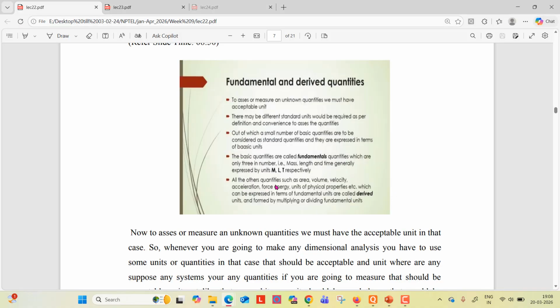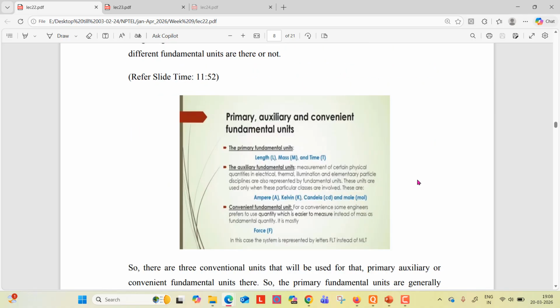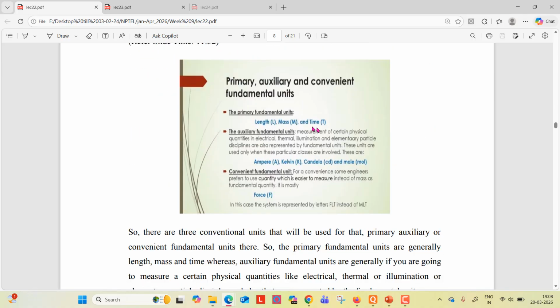All the other quantities, such as area, volume, velocity, acceleration, force, energy, units of physical properties, etc., which can be expressed in terms of fundamental units, are called derived units and are formed by multiplying or dividing fundamental units. So these are the primary fundamental units: mass, length, and time.